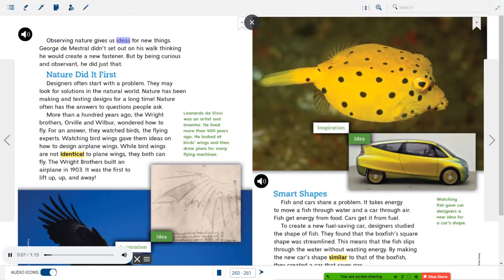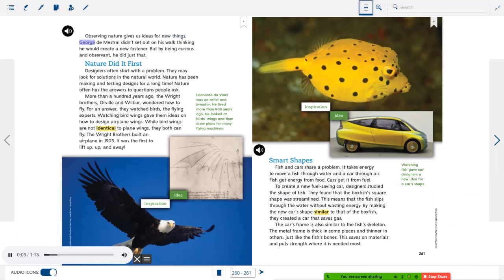Observing nature gives us ideas for new things. George de Mestral didn't set out on his walk thinking he would create a new fastener, but by being curious and observant, he did just that. Nature did it first.